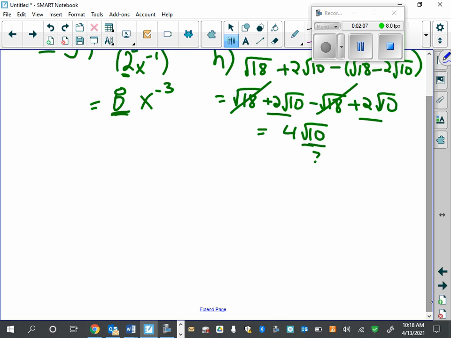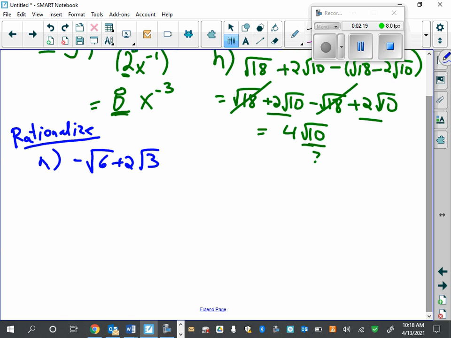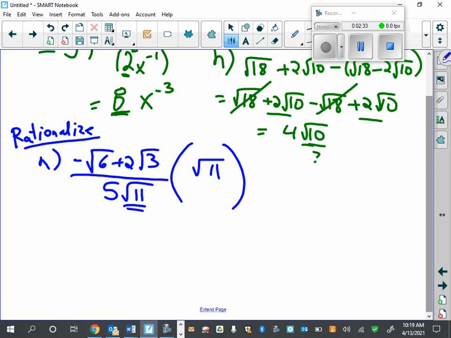Here comes N. It's a rationalizing question. So this is a little section we did, but this is where you find it. This is rationalize. I said simplify. I could also say rationalize. And the little trick to this one is just multiply by the radical part in the denominator, not the 5. If you multiply by the 5, that's okay. You'll just have extra reducing to do.